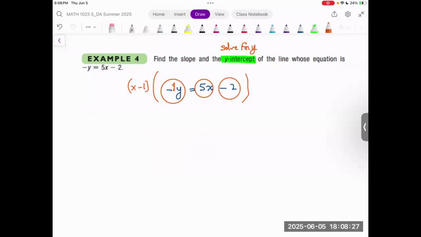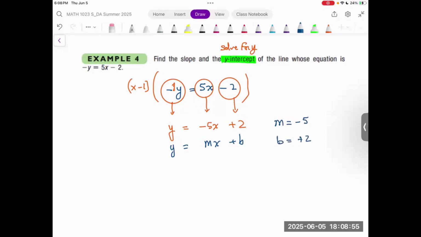Are we okay? So whenever you multiply by -1, what's going to happen? You're going to turn all the terms to the opposite sign. So this one became plus y. This will become -5x. And this will become plus 2. Are we okay with this? So since our format is y equals mx plus b, I can identify the m equals -5 and the b equals +2.